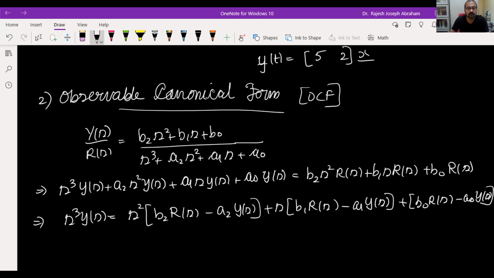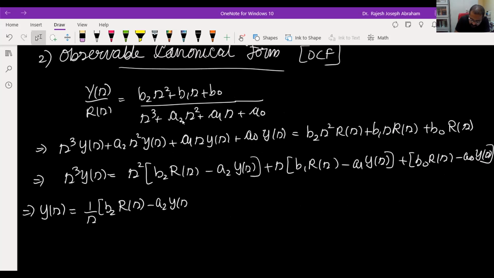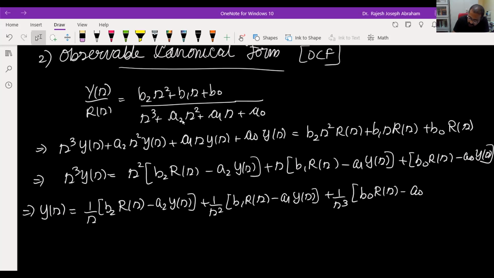Okay, now what will I do? I will divide both sides by s cube. So that means our y of s will be equal to what? Here you will get 1 by s into b2 r of s minus a2 y of s, plus 1 by s square into b1 r of s minus a1 y of s, plus 1 by s cube into b0 r of s minus a0 y of s.